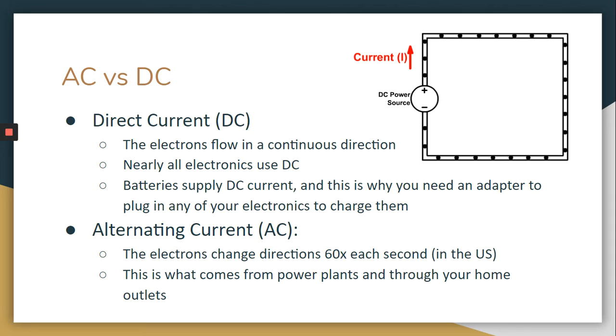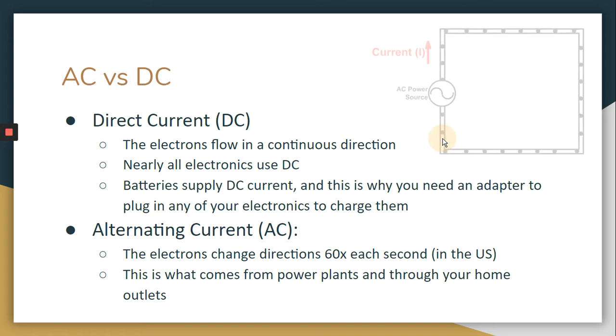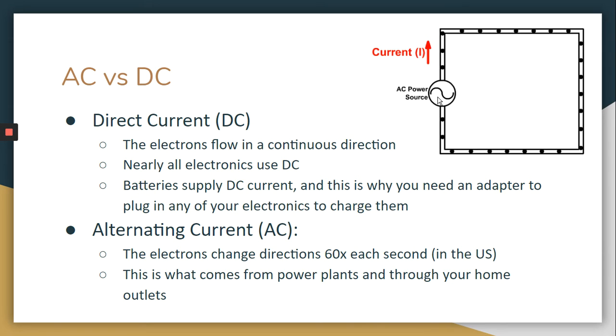So whenever you go to charge your phone, you have a cord that goes from your phone and it goes into an adapter before it plugs into the wall. And that's because with alternating current, the electrons change direction 60 times each second. So you can see here they're changing back and forth, and this is what's actually in your wall outlets. So in the U.S. it changes direction 60 times every second. Over in Europe it's 50 times.